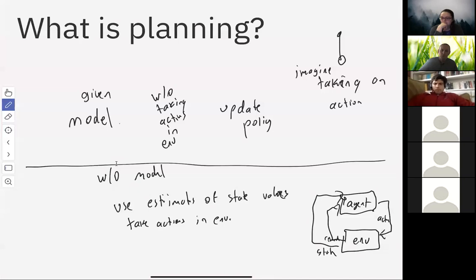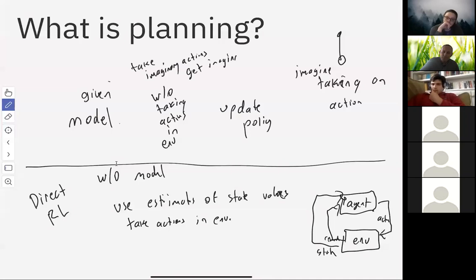So we're not going to take actions in the environment in order to update our policy. This is what we'll call direct reinforcement learning. You take actions in the environment, you update your policy based on those actions and the subsequent rewards you get. In planning, we have a model and the way I'm going to suggest is we take imaginary actions and we get imaginary rewards and states. And that is how we update our policy. We are not going to operate in the real world. We are instead going to operate using our model, which may be imperfect.